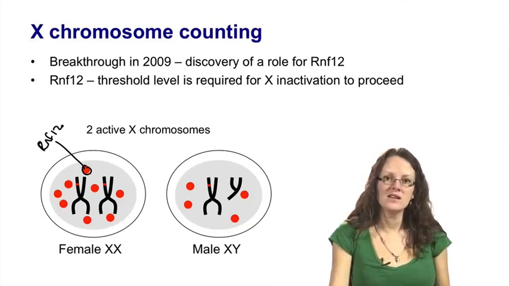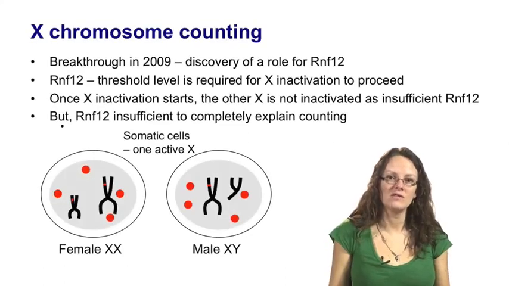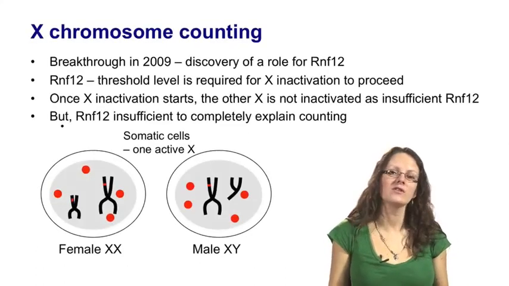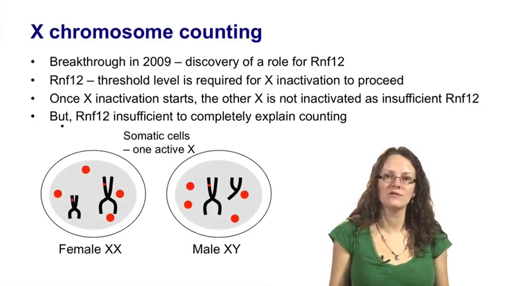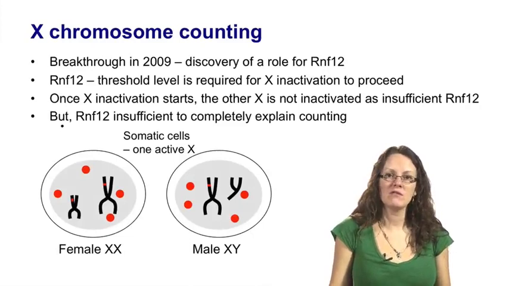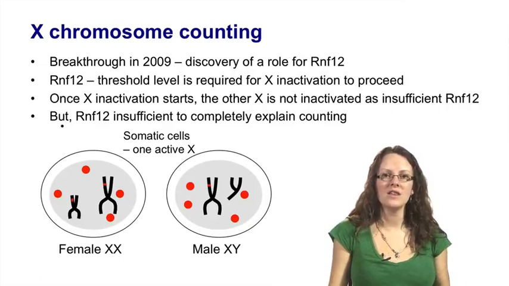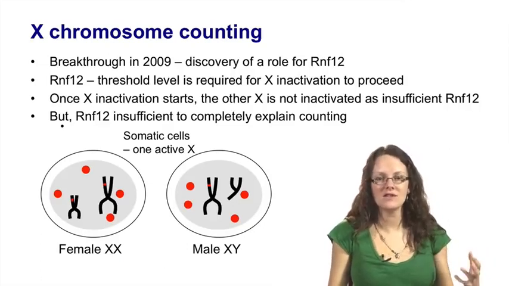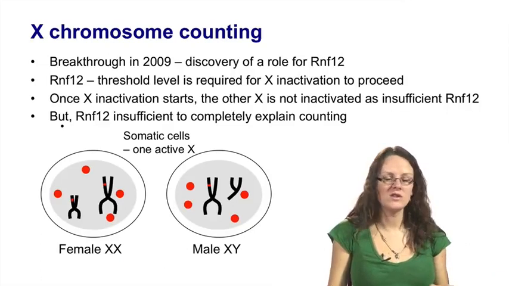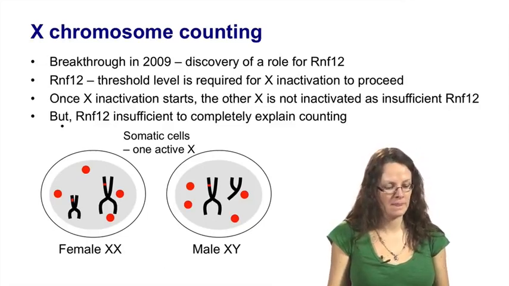However, then once X inactivation proceeds, you will inactivate one of those copies of RNF12 and then have only the same amount of RNF12 as in a male cell. And so this is why it was proposed that there must be a threshold. So if you had what was shown here as 8 molecules of RNF12 protein, that would be above the threshold and X inactivation would be initiated. Whereas once you have 4 copies as shown now, this would be insufficient to initiate X inactivation.